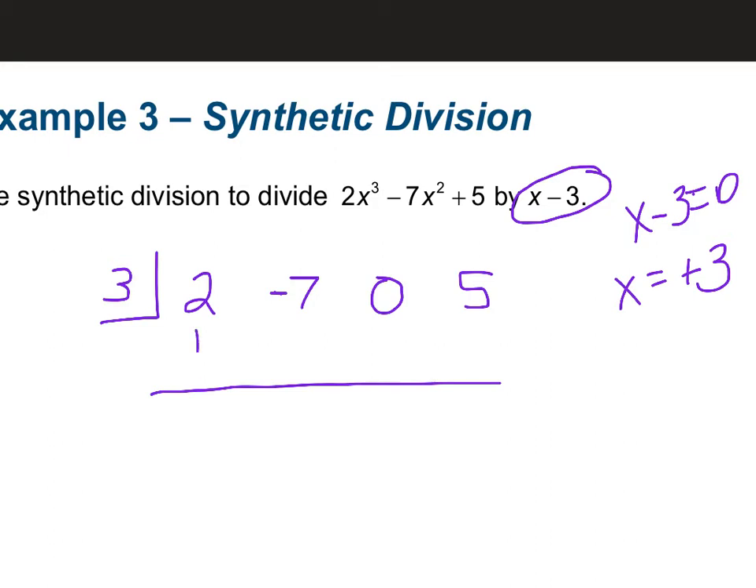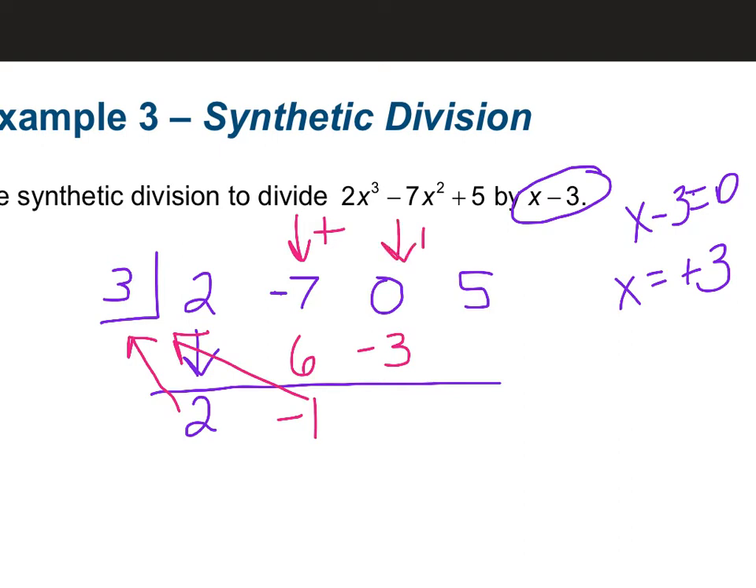So in order to synthetically divide, what we do is we bring that first term down. We multiply to the corner. So 2 times 3 is 6. And then we add down. Negative 7 plus 6 is negative 1, right? Multiply to the corner. Negative 1 times 3, negative 3. And then we add down.